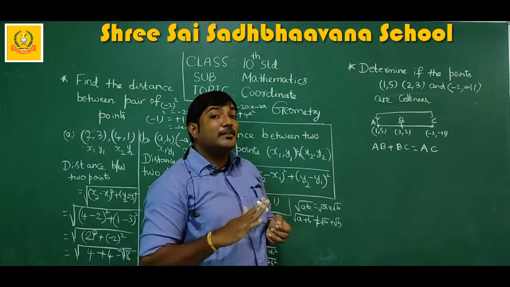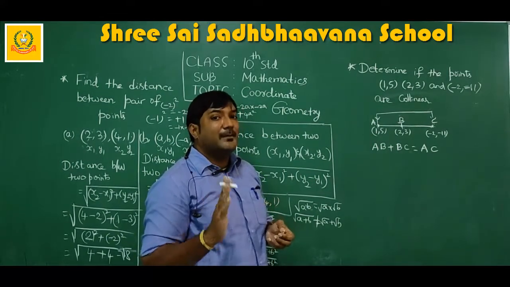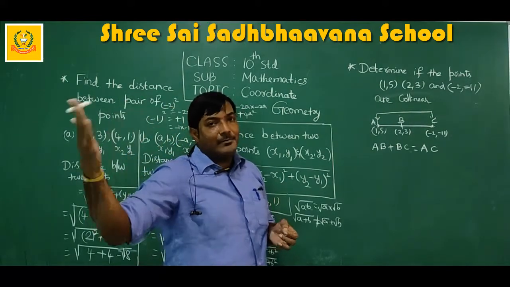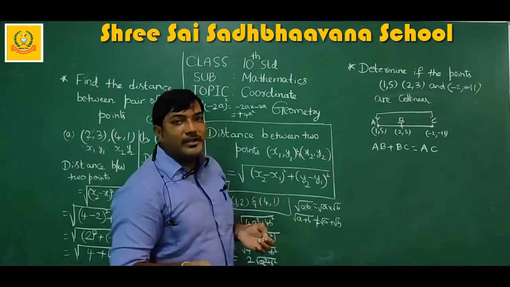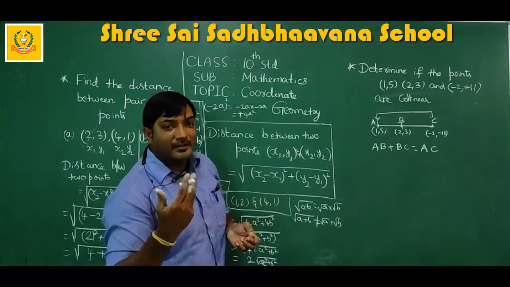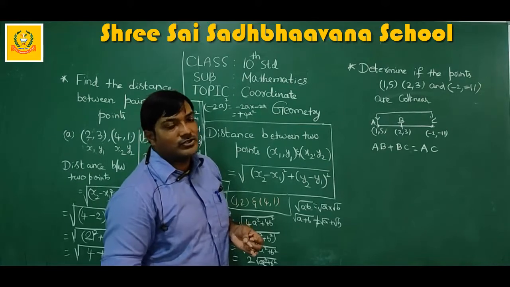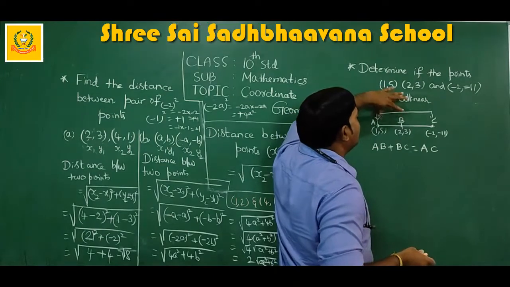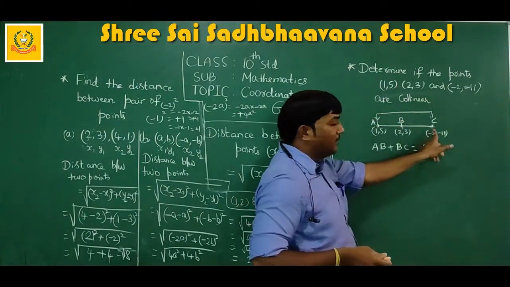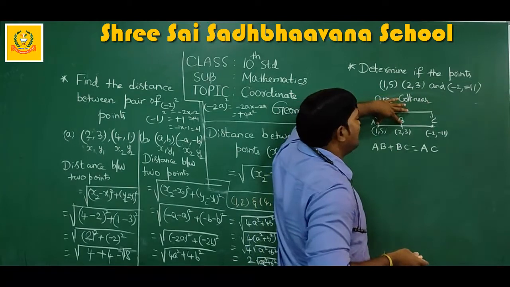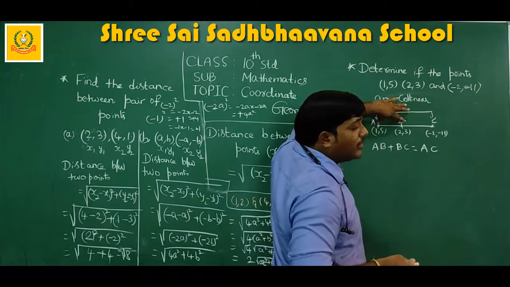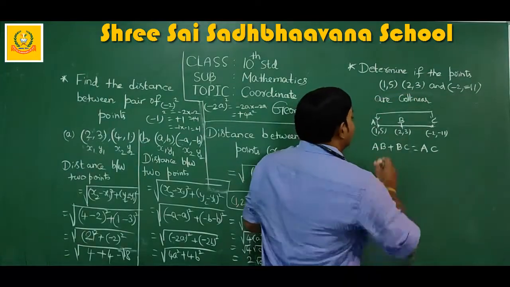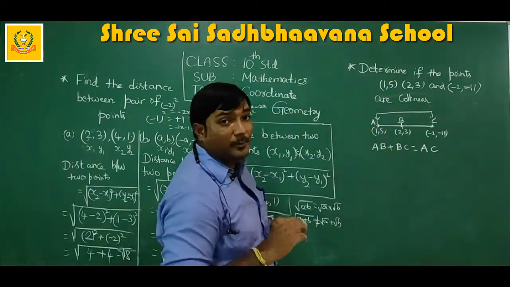Collinear means they lie on a same line. That's all. The name itself: linear means it is on a line. Collinear means points which are on the same line. Understood? So, what we have to find? First, write the three points like this. First you find the distance between A and B, using the distance formula, and again find the distance between B and C, and then the distance between the points A and C.